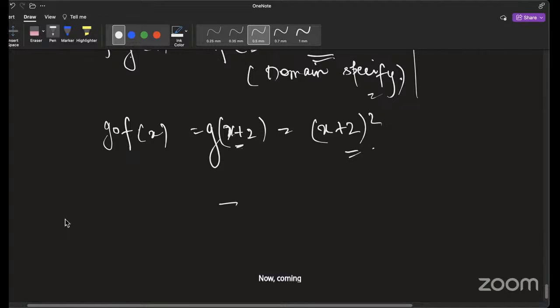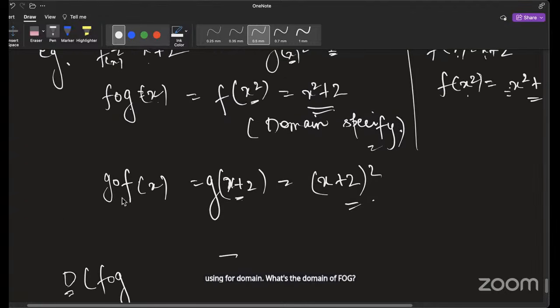Now coming to the domain of the composition. Let's say you have D, we're using it for domain. What's the domain of FOG? So write this thing. This thing, FOG or GOF that we've written, is just this thing: F applied to GX.